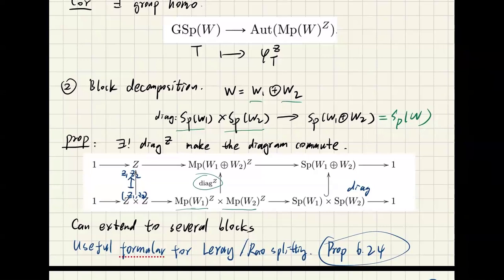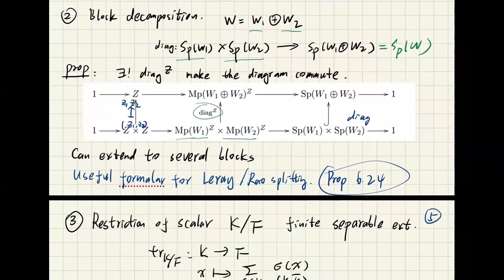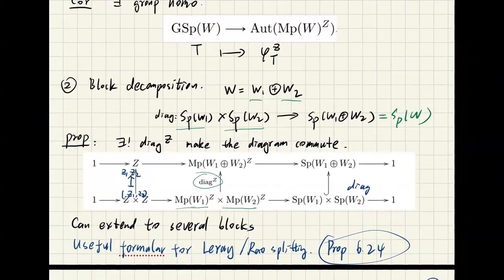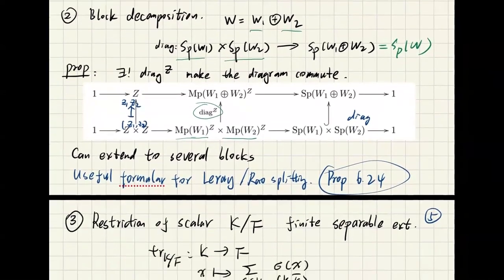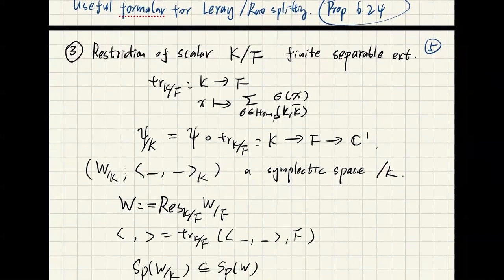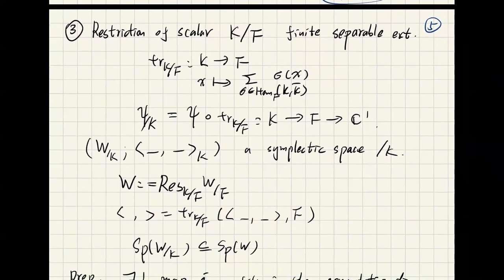And to prove this, you use the compatibility of the Rao splittings with respect to the block decomposition. So it's in the book, section 6.2.4. Yeah, by the way, if I can finish on time, then we will cover about 100 pages of Gan-Takeda's book.